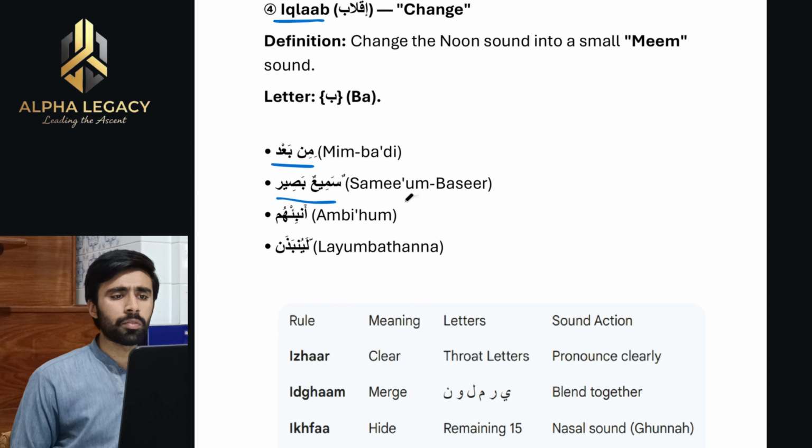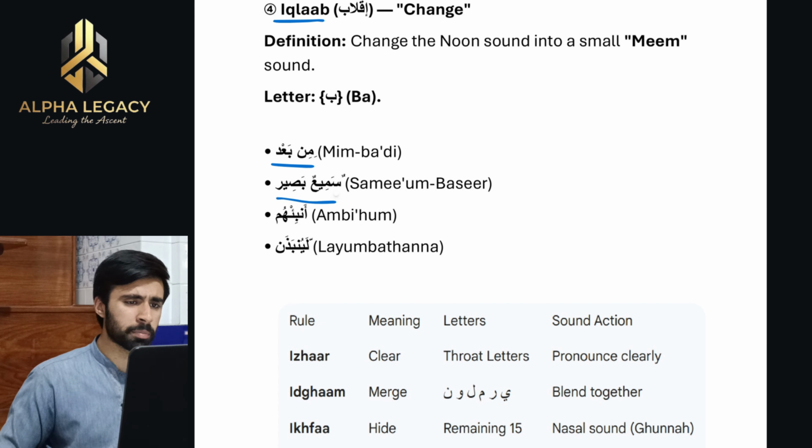With the second example, we can clear it like Sami'um Basir. Here the Tanween, which is double Damma on the Ain, we can change this Noon sound into Mim. How? Sami'um Basir. In some words we can say Sami'un. When we say Sami'un, it will pronounce the Noon sound, and the Noon sound will be very clear. But here, when the Ba is coming after this letter, we can pronounce this word as Sami'um Basir, changing the Noon sound into the Mim sound.